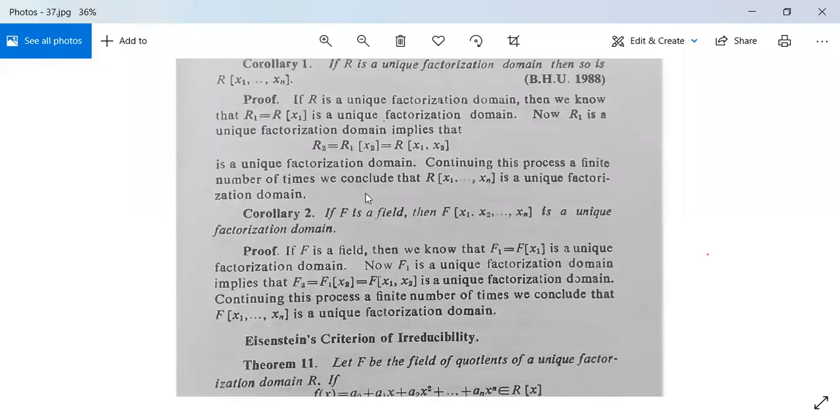So, this is the proof. There is another corollary, let us see that one. If F is a field, then F[x1, x2, and so on, xn] is a unique factorization domain. See its proof. If F is a field, then we know that F1 = F[x1] is a unique factorization domain. Now, F1 being a unique factorization domain implies that F2 = F1[x2], meaning F[x1, x2], is a unique factorization domain. Continuing this process a finite number of times, we conclude that F[x1, x2, and so on, xn] is a unique factorization domain.